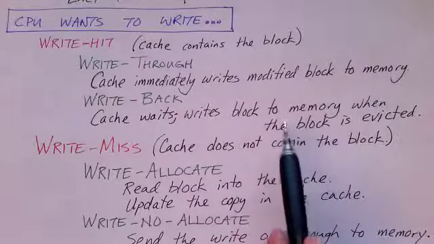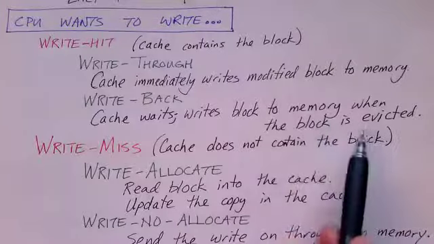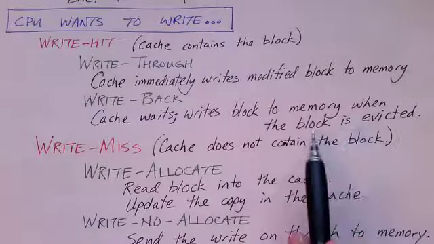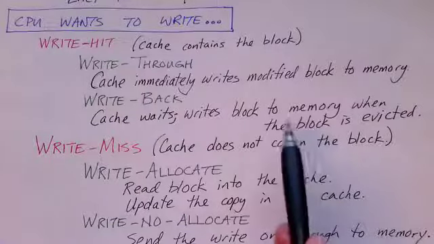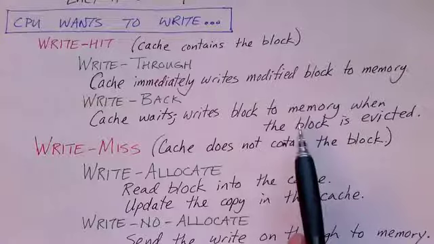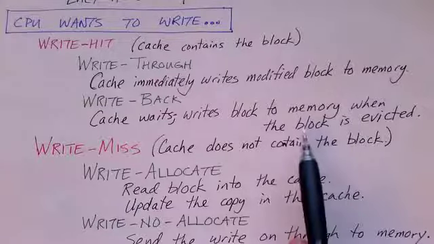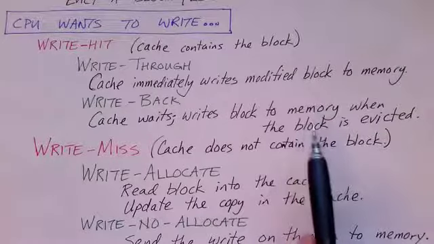And when does that occur? Well, it occurs when that block is evicted. So sometime in the future, the cache will need to read a new block from memory, and it will choose this updated block to evict, and it will have to write it back to memory. It can't just discard it. If the block has been updated, it needs to be written back to memory.